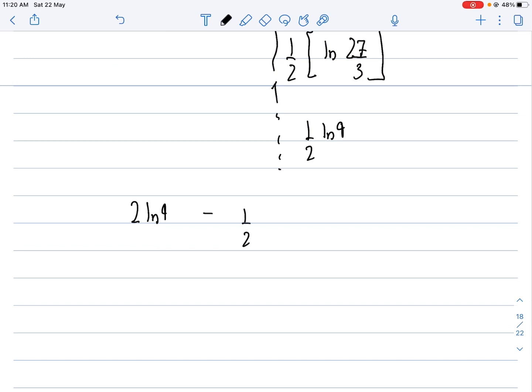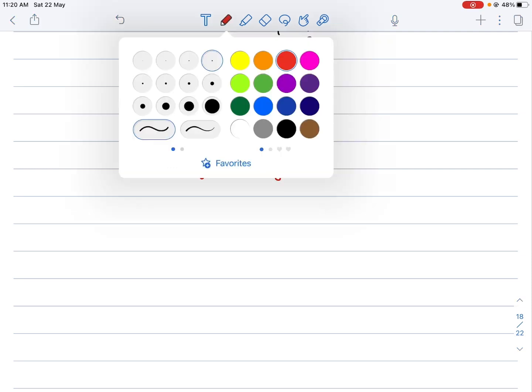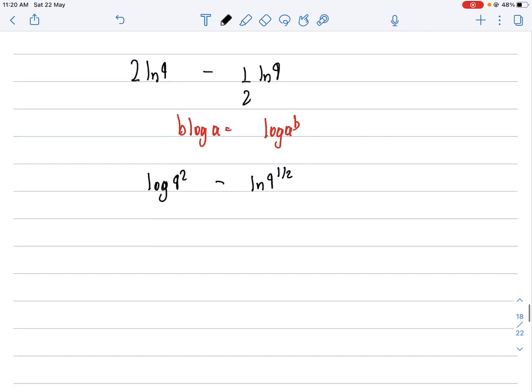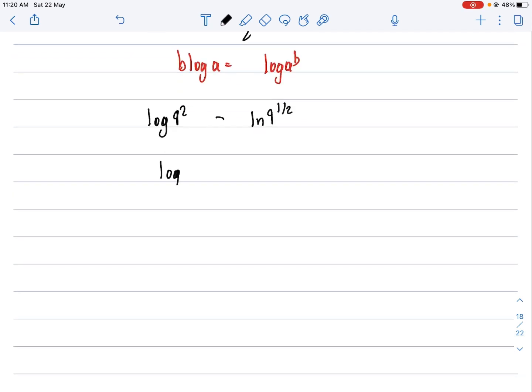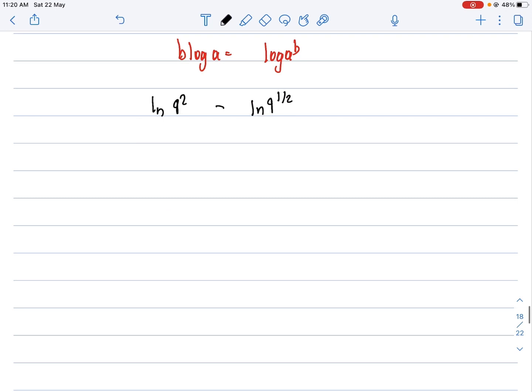minus half ln 9. Now an important log property I can use here is that b log a can be written as log a raised to b. So using this log property, I can write this as ln 9 raised to 2 minus ln 9 raised to half, which can be written as, sorry, just 1 second, this is not log, this is ln. So I can write this as ln 81 minus ln 9 raised to half is ln 3.